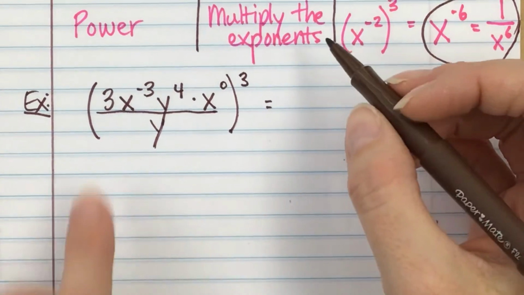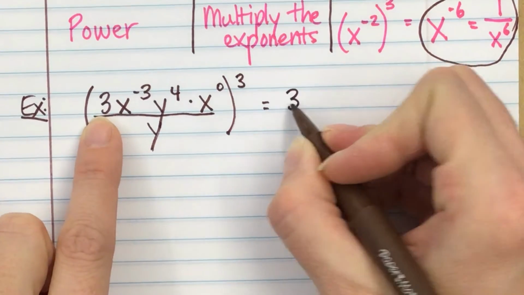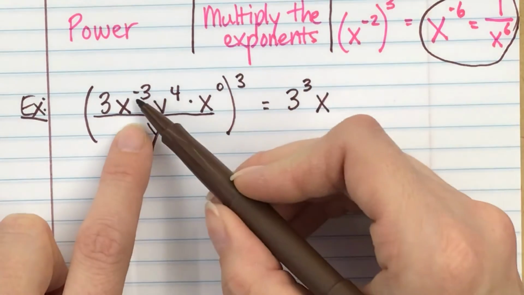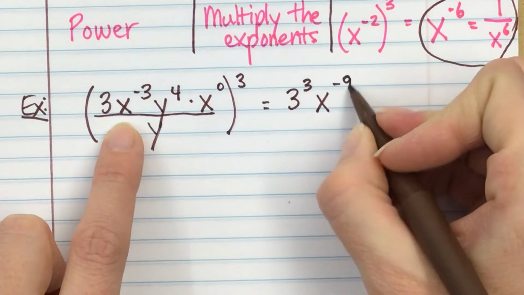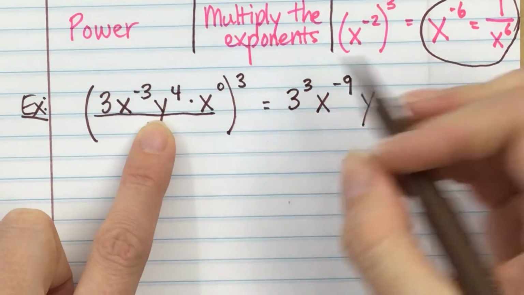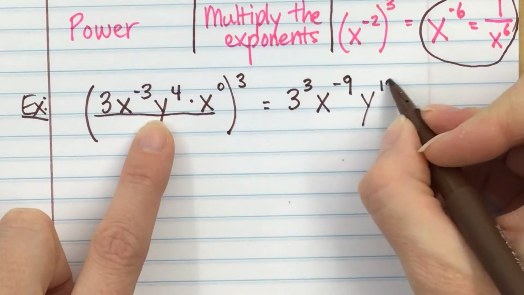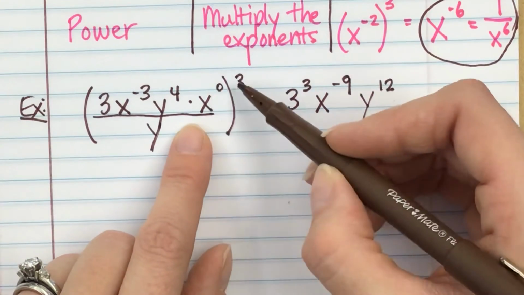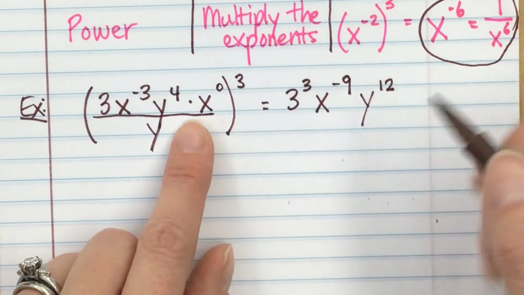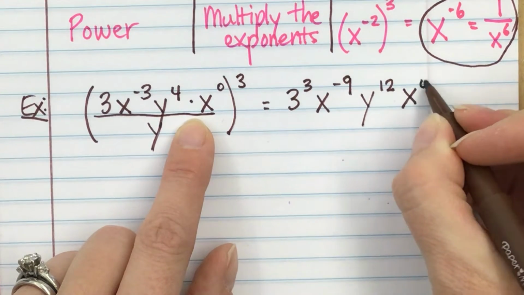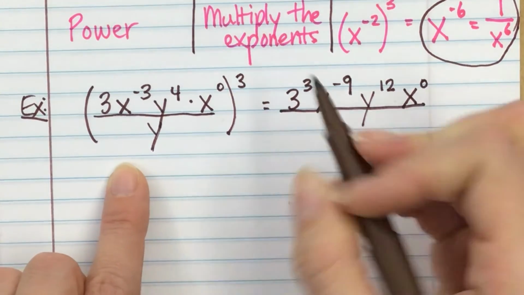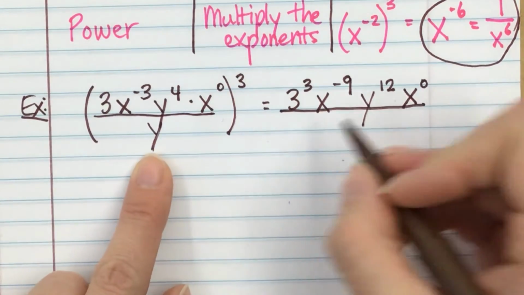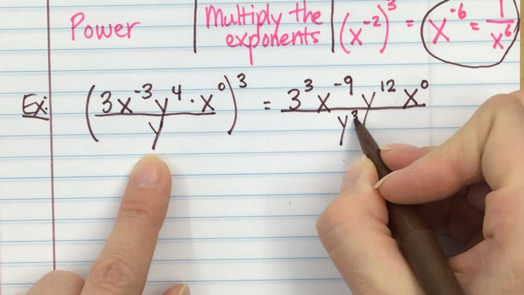So what that means is this is going to become 3 to the third power. X to the -3 times 3 is -9. Y to the 12th power. And then anything to the 0 power is just 1 anyways, but if we just multiply the exponents like we're supposed to, this will be x to the 0 still. Because 0 times 3 is just 0. And I also have to distribute it to this too, because the parentheses are around the denominator as well. So this will be y to the third.